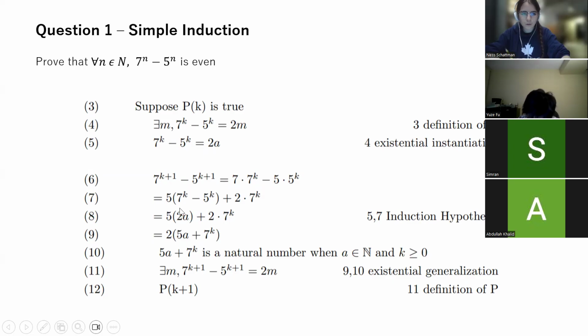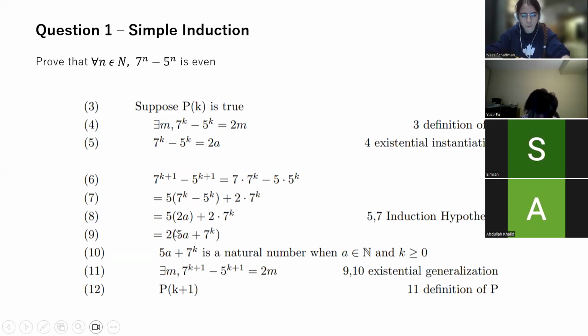And so if we look at the two terms in this equation, by our induction hypothesis, we know that the first term is even, because anything times an even number is even. And because the second one is 2 times 7 to the k, we know that that's even as well. So we know that their sum must be even, which is exactly what we wanted to prove.